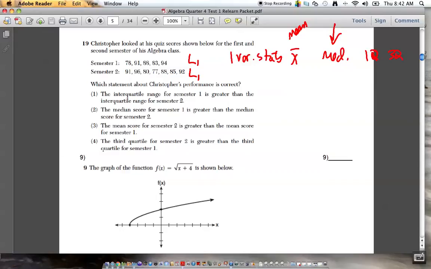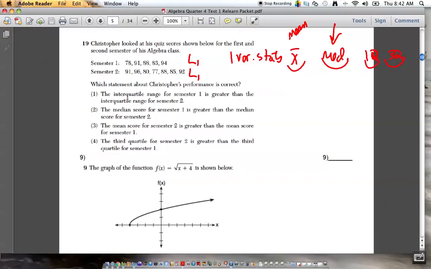So if you just do that with one variable stats and you write down the mean, the median, the first quartile, the 3rd quartile, and then you erase those numbers, and by erase I mean erase in the calculator, and do the same exact thing again for semester 2, and then compare your answers and see how that relates to the 4 choices, you will be able to get them right.